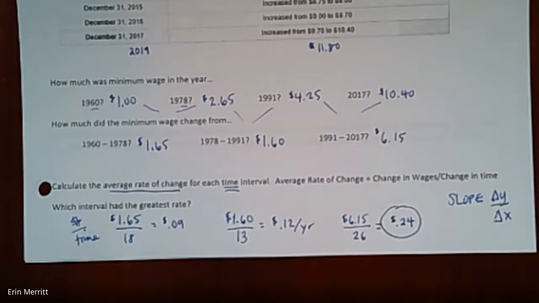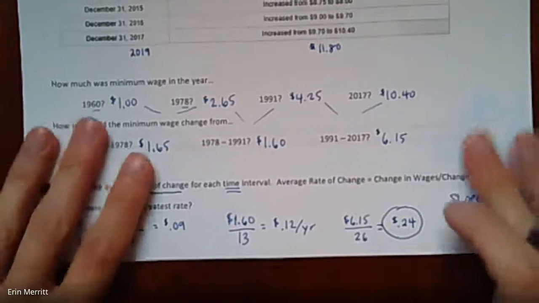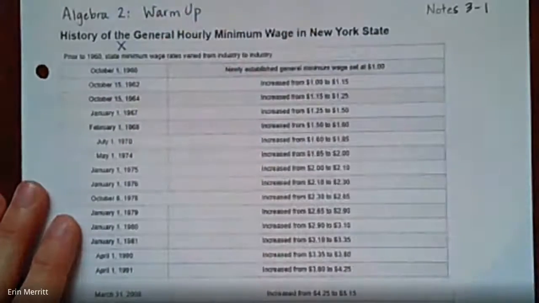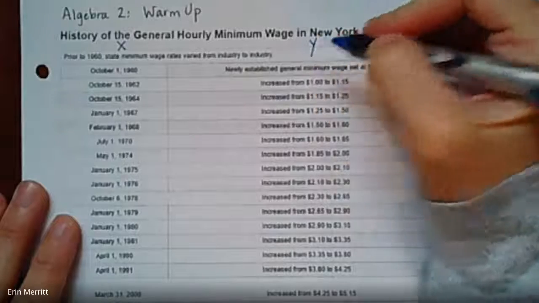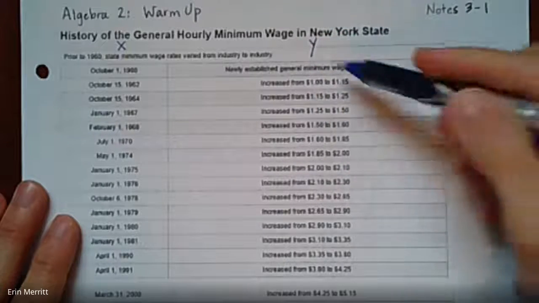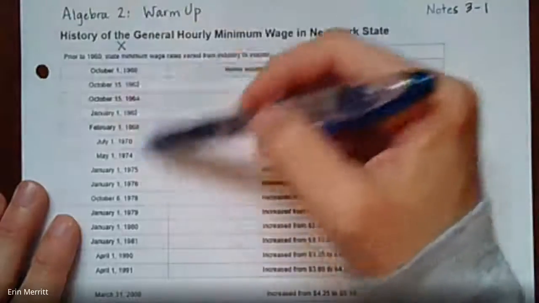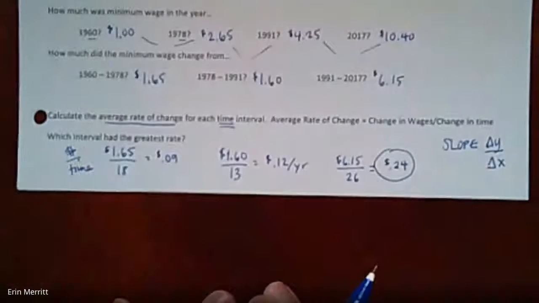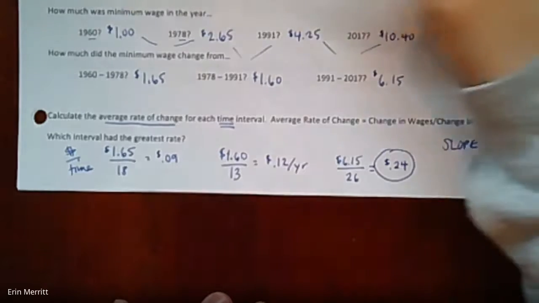But if you think about it in this regard, I'm going to come back up to my chart for a second. Time is always the independent, the x value, and then y is whatever is depending on that. So it was how much the money changed over how much time had gone by, the change in y over the change in x. So when we were asked for the average rate of change of the minimum wage, it was essentially asking you for the slope of this data.